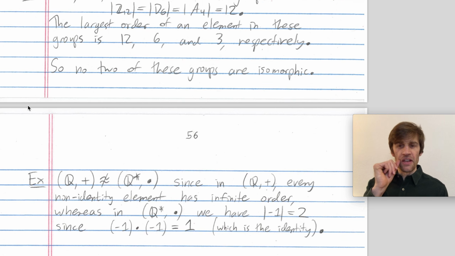Another example of this: we already saw on page 51 or 52 of our notes that the rational numbers under addition is not isomorphic to the rational numbers that are non-zero under multiplication. You can go look at page 51 to see the first proof we gave of this. Here's a slicker proof.